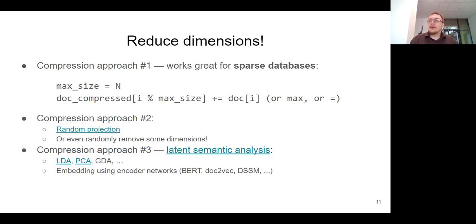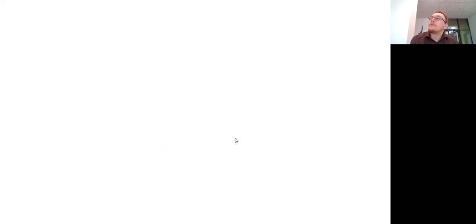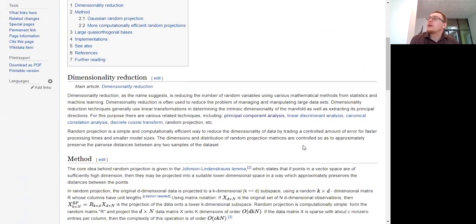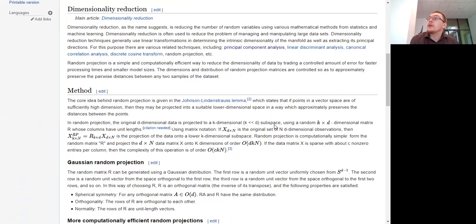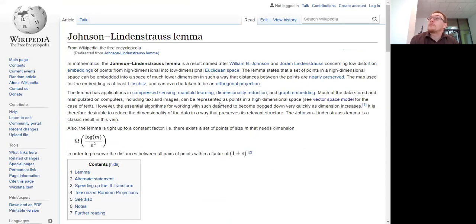I will not. So I think if you click here, we will see the names of the persons. Yeah. So there is the lemma. So let's see. Yeah, the Johnson-Lindenstrauss lemma, which was proven at the end of the 90s.